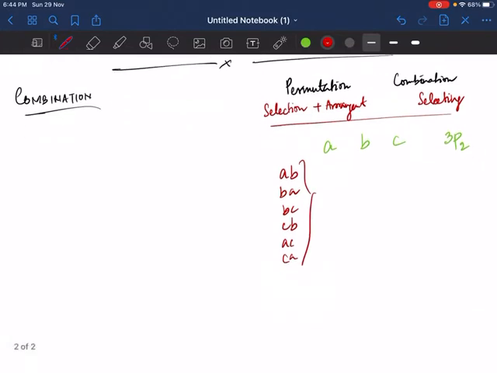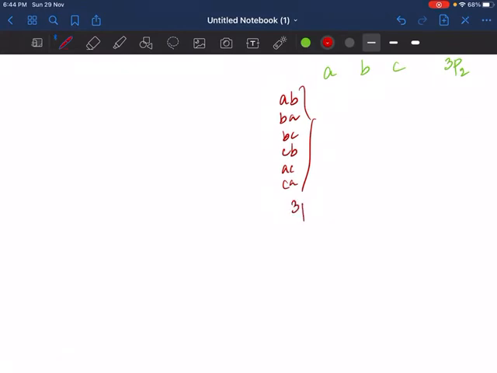And you know the value of 3P2. We already know how to find 3P2. 3P2 is equal to 3 factorial divided by 3 minus 2 factorial. That is equal to 3 factorial divided by 1 factorial. So it is 3 into 2, that is 6. So the answer is 3P2 is 6. And you see here it is 6. 1, 2, 3, 4, 5, 6.